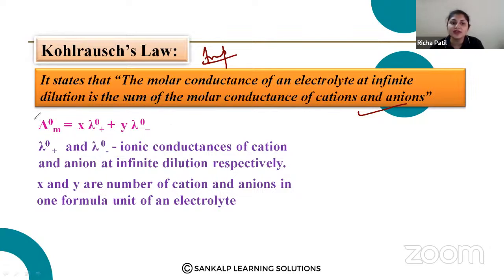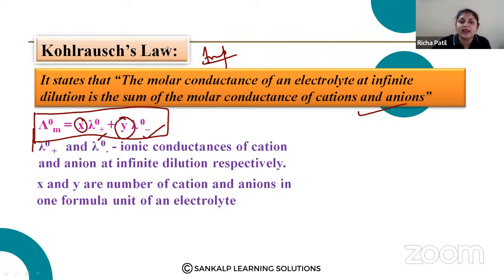Okay, this is the mathematical representation. The molar conductance is equal to the sum of the molar conductance of cations and the sum of the molar conductance of anions. These are your ionic conductances of cations and anions at infinite dilution respectively, and small x and y represent the number of cations and anions in one formula unit of an electrolyte. So this is Kohlrausch's law.